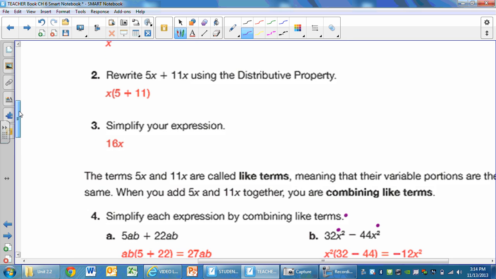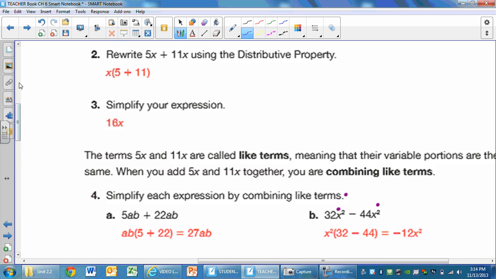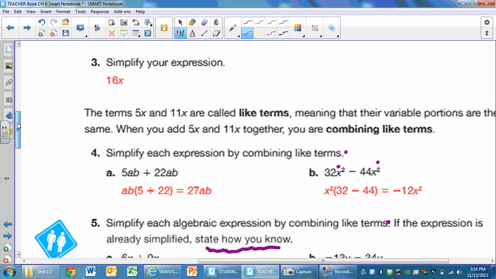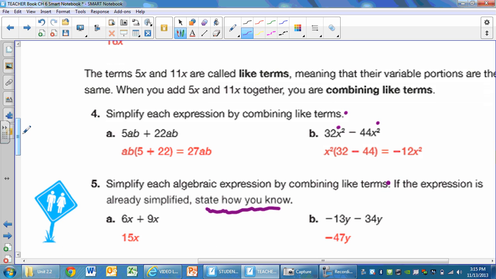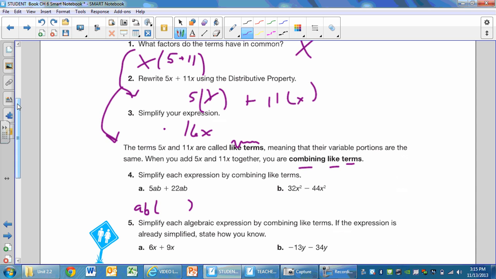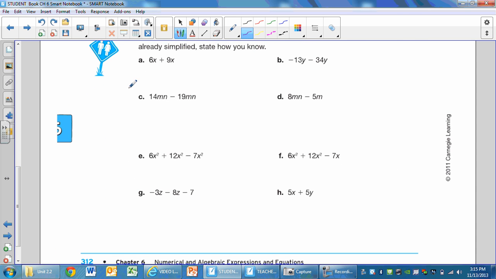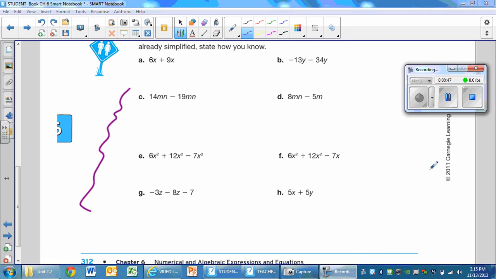All right, go ahead and check and make sure you're on track for A and B. For number 5, 15x and negative 47y, and then finish the rest of the letters. So you did A, B, do C, D, E, F, G. How many are there? Let's see. H. So finish the rest of these, and we can compare and share with our neighbors tomorrow in class. Press play when you're ready.